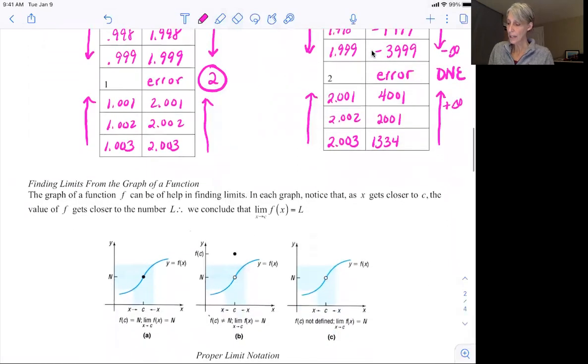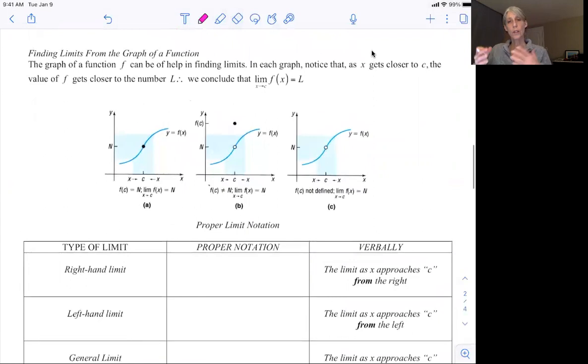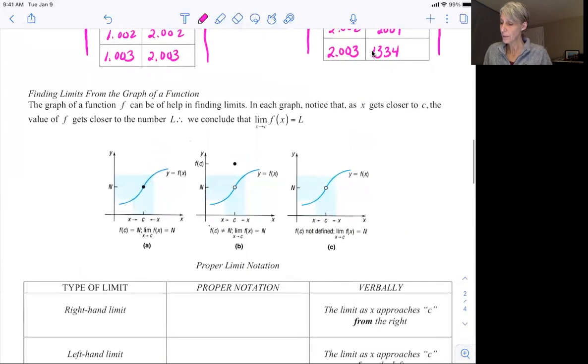Now let's look at not having a physical equation to plug into, just looking at a graph. So the graph of a function also can be helpful in finding limits. In each graph below, we just want to notice what's going on as x gets close to c. So in this first example, in example A, the limit as x gets close to c, our graph is getting close to some number n from either direction.